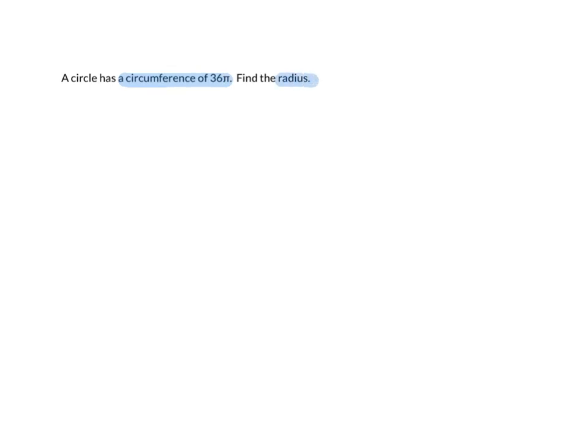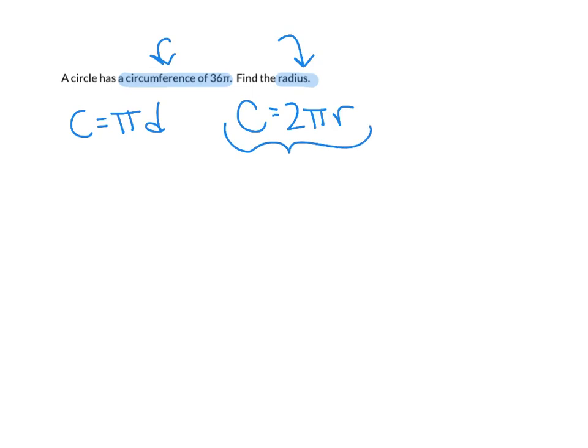Okay, so now we're going to have to work backwards. We're still going to use the same formula that we've been using for circumference. We're just going to work backwards. So again, we have two formulas. We have pi times diameter, or 2 times pi times radius. Since they are giving us the circumference and they're asking for the radius, this is the formula that I'm going to use because it has circumference and it has radius.